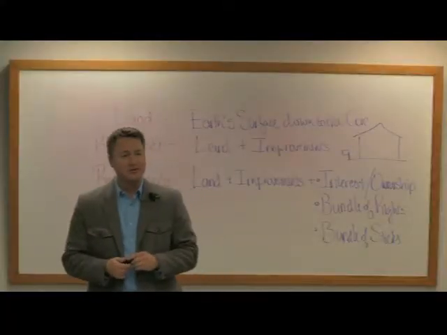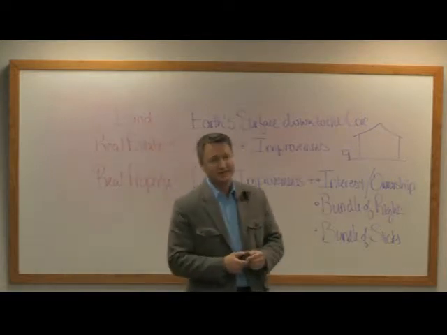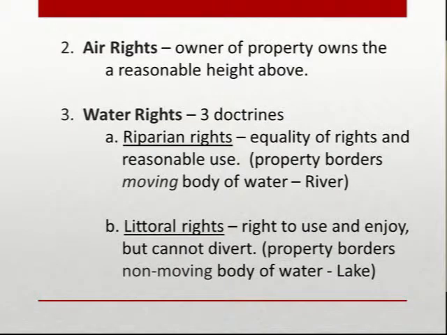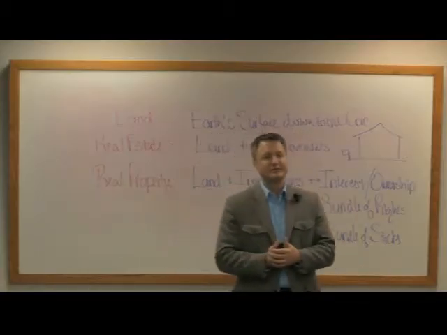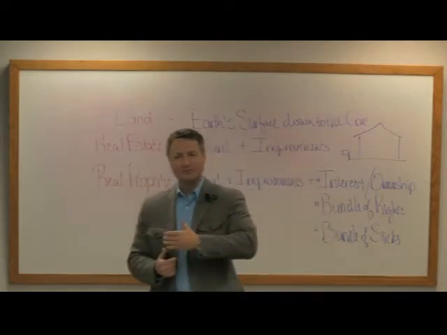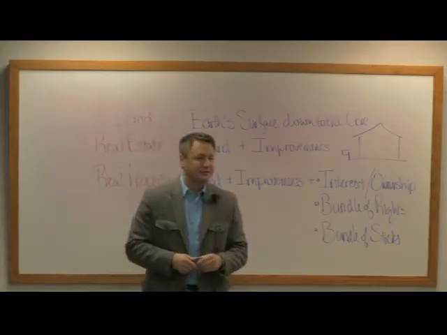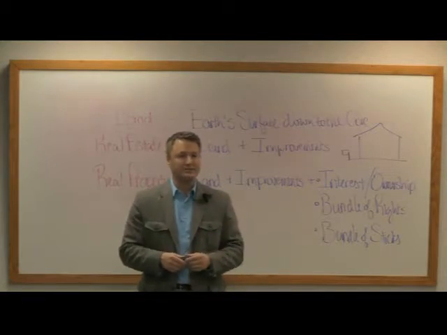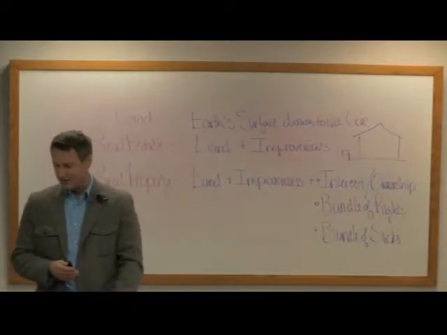And the two things under water rights are a little easy to remember because of the way this definition works out. First we have riparian, and riparian is a moving body of water or a river. Riparian, river. We have a moving body of water. Littoral rights is a non-moving body of water, and our example for littoral, or a non-moving body of water, is a lake.